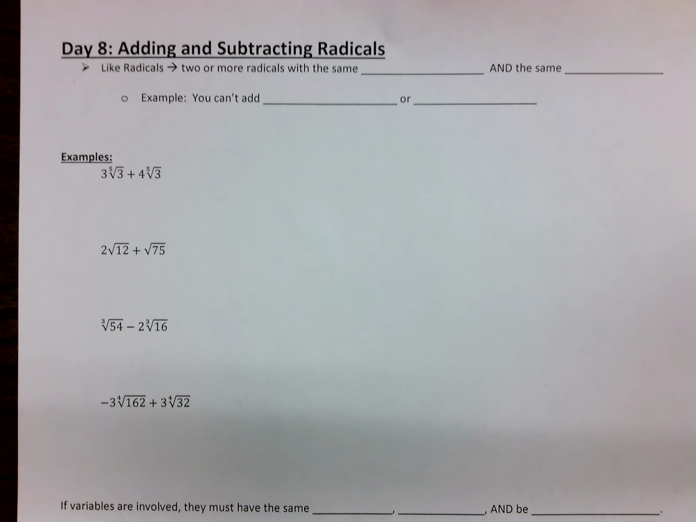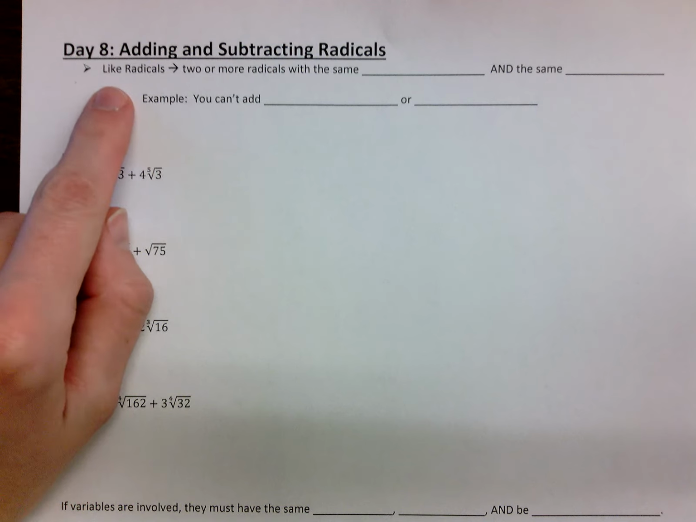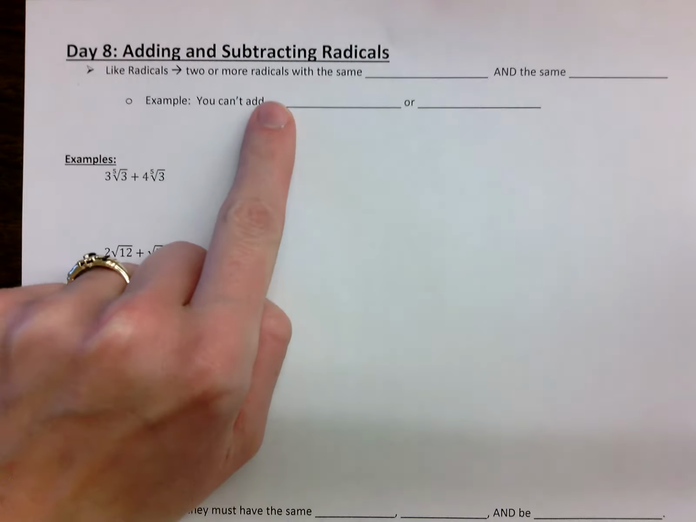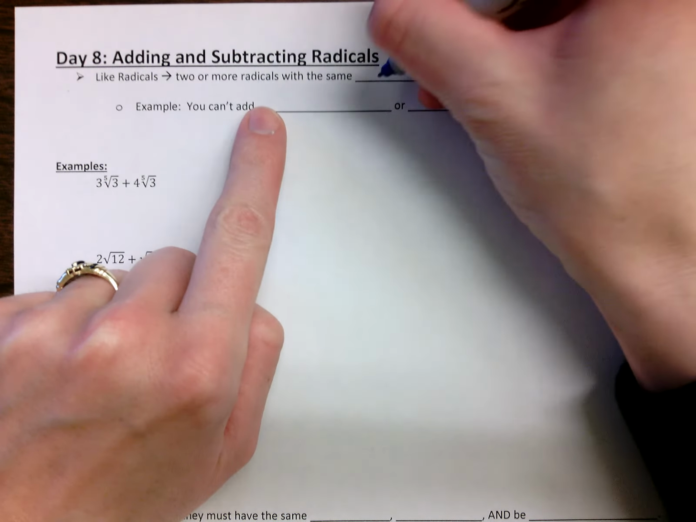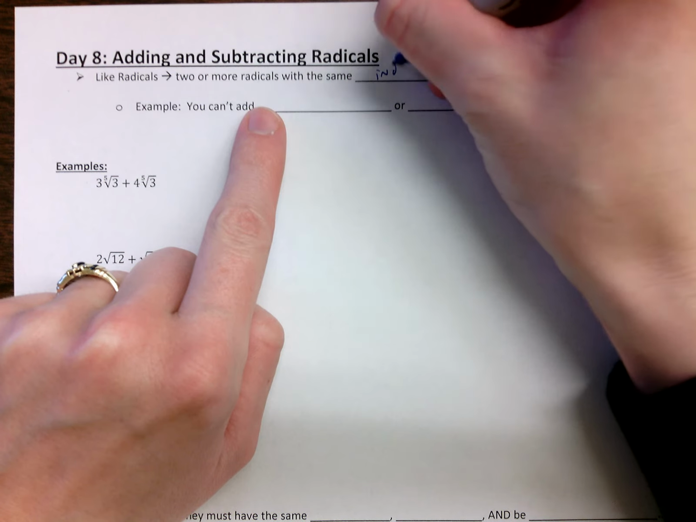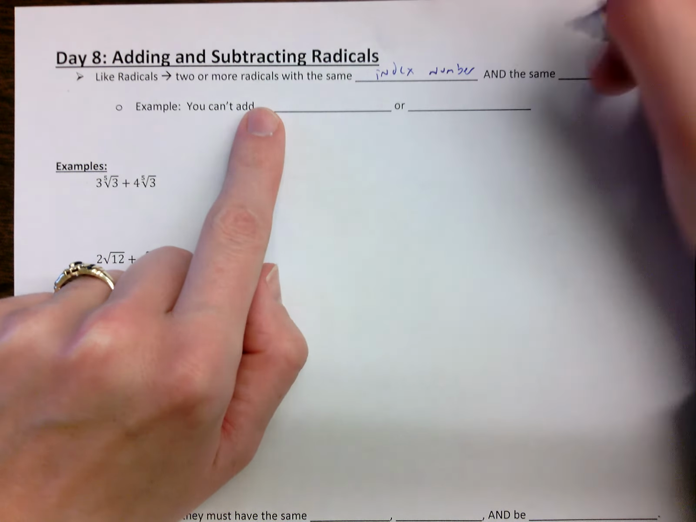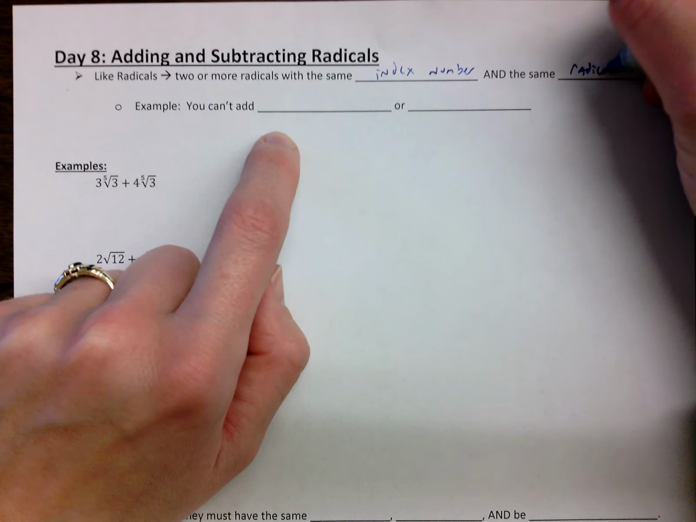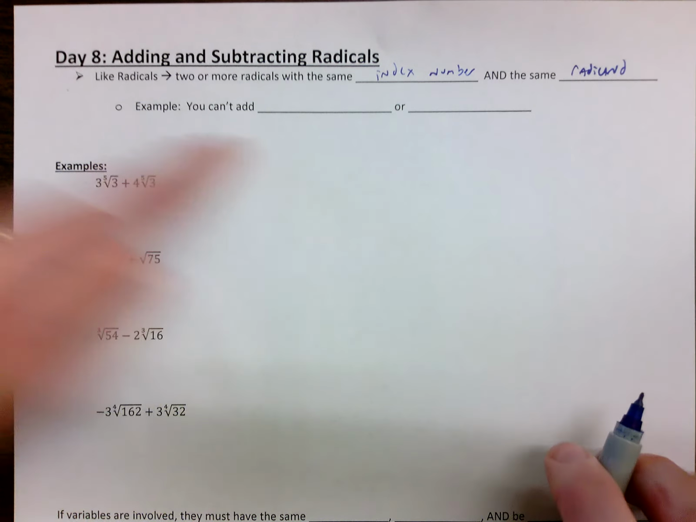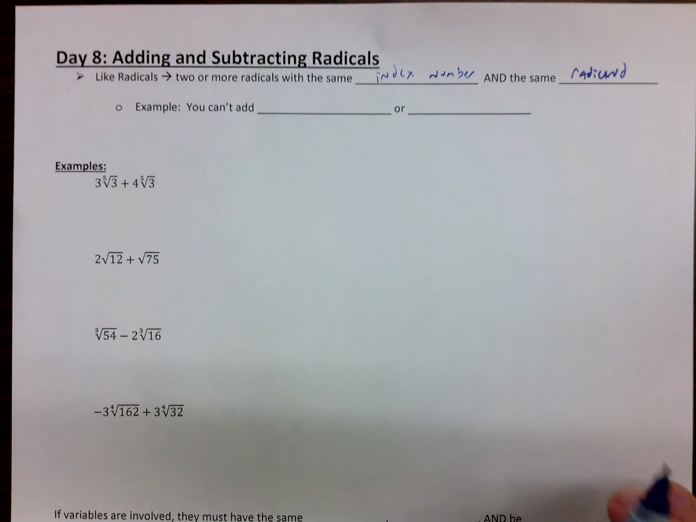All right, so when you're adding and subtracting radicals, the name of the game is like terms, okay? So you have to have everything basically be alike. In order to add two radicals, they have to be alike, which means two or more radicals that have the same index number, and they also have to have the same radicand. Okay, so the little number in the check mark and the number inside of the square root part both have to be the same.